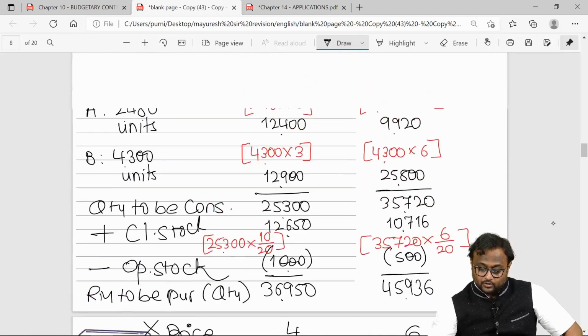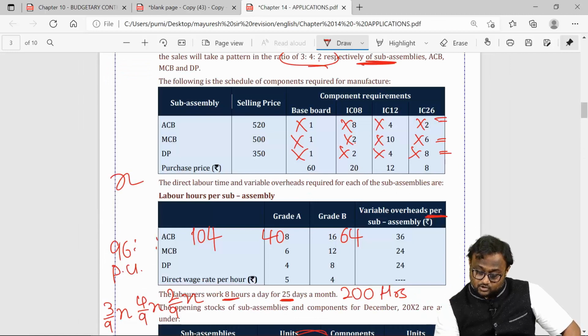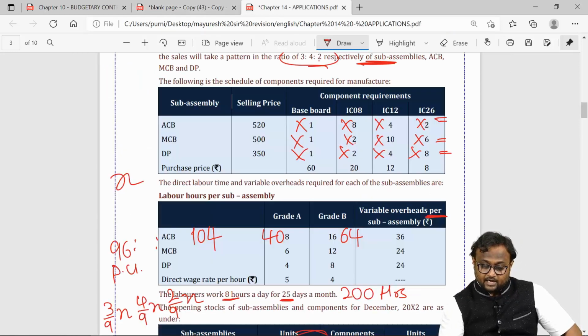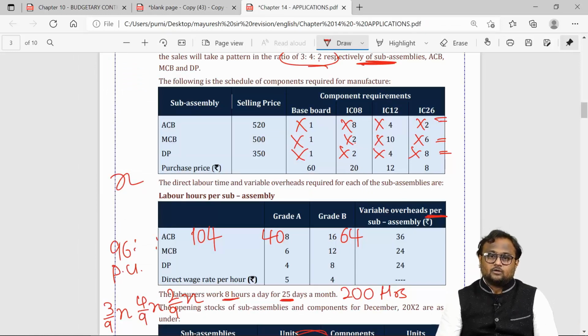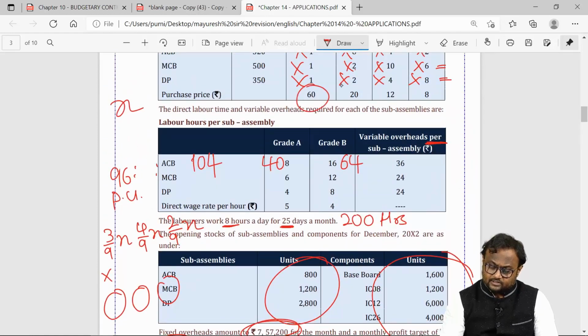How did we do it here? X and Y. So there will be baseboard, IC08, IC12 and IC26. Write down how much of ACB to be produced, how much of MCB to be produced, how much of DP to be produced, multiplied by these figures, which will directly give you the consumption quantity. Add closing stock, subtract opening stock. Your opening stock is available. Closing stock will be 10% less than this, 90% of this, and you will get material to be purchased. Apply these prices, you will get the purchase budget. This is the exact replica of whatever we have done earlier.